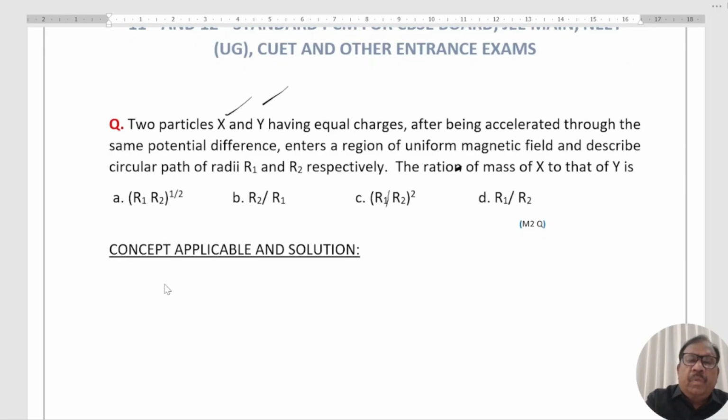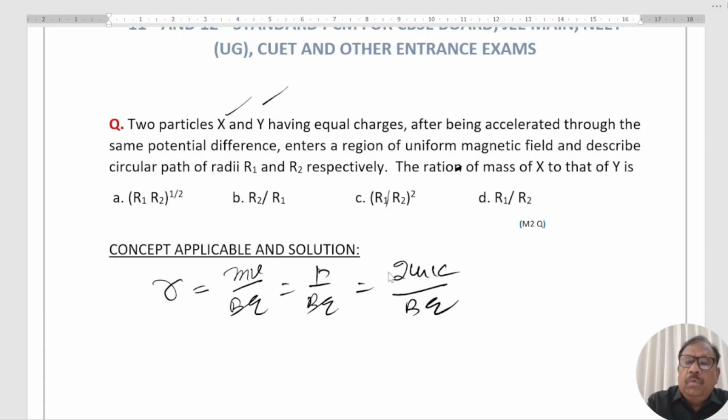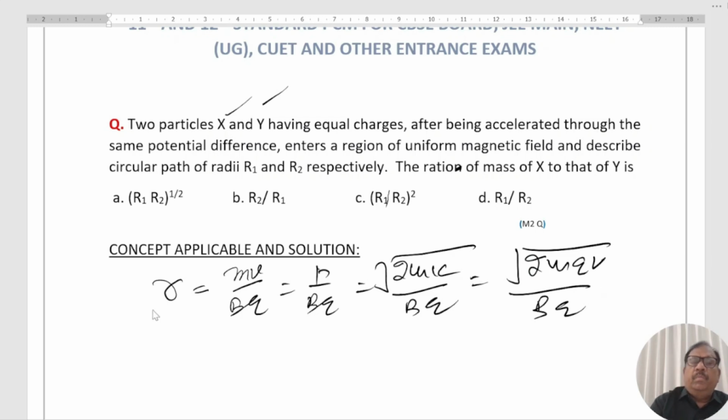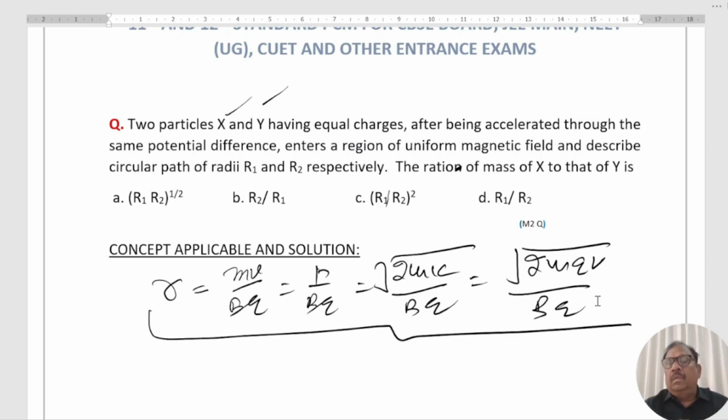Again, the radius of the circular path when a charged particle moves in a magnetic field at an angle theta to the field is r = mv over qB, which equals p over qB, or root of 2mK over qB, or root of 2mqV over qB. Pick the correct one which is applicable.